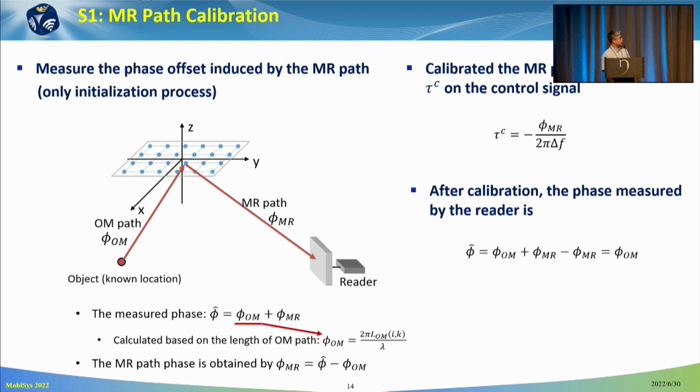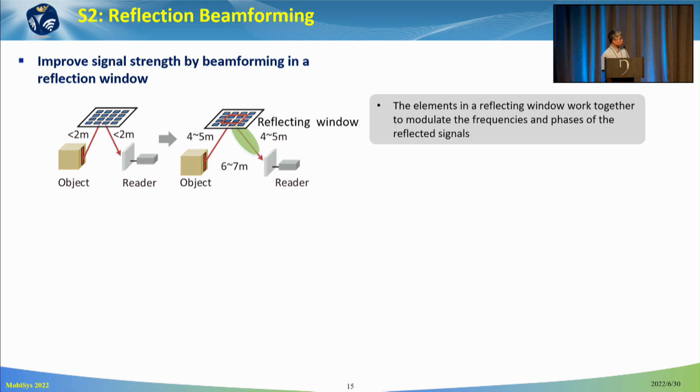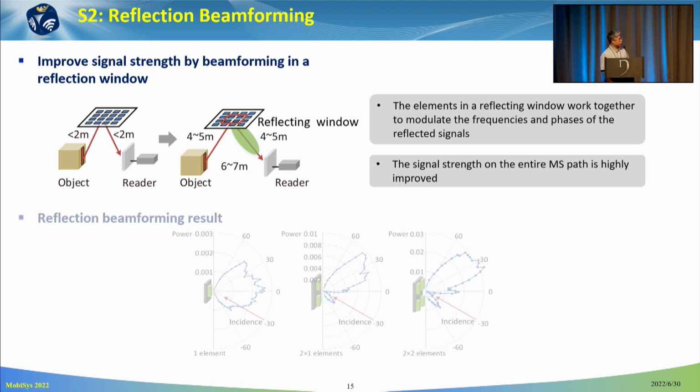So the next problem is, how can we improve the signal strength from the object to the reader? We want to have longer distance for localization, right? So to solve that problem, we will look at multiple elements. We call this a reflecting window, which consists of multiple elements. Those elements will work together. What we need to do is make sure that the signal arrival from the elements at the reader has the same phase so that the strength will be improved. So this is like the multiple steps to achieve that kind of beamforming. This is the concept of beamforming, right?